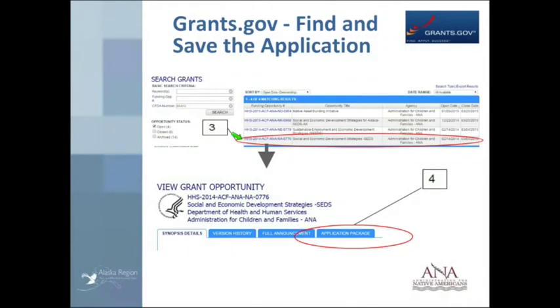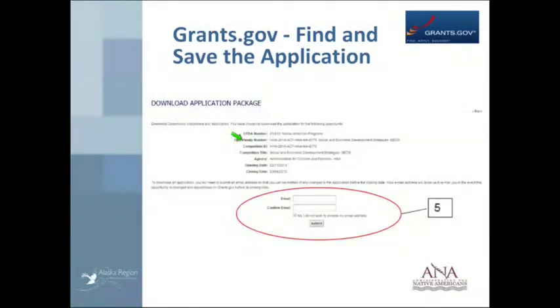and you click on the blue hyperlink, it'll pull up the opportunity, step 4, and you can read the version history, full announcement, and the application package. So go to the application package and click on that, and it'll pull up the screen. This will be a synopsis of the package to download.